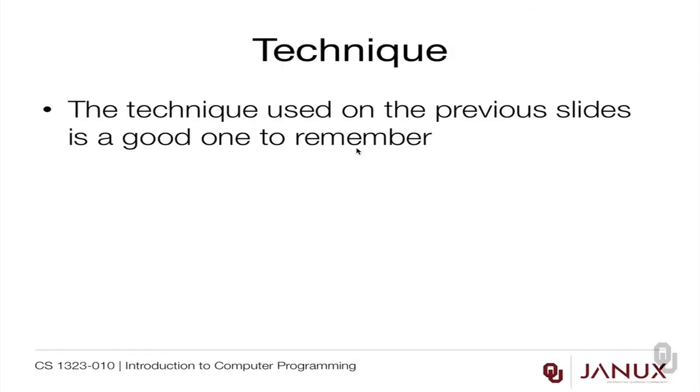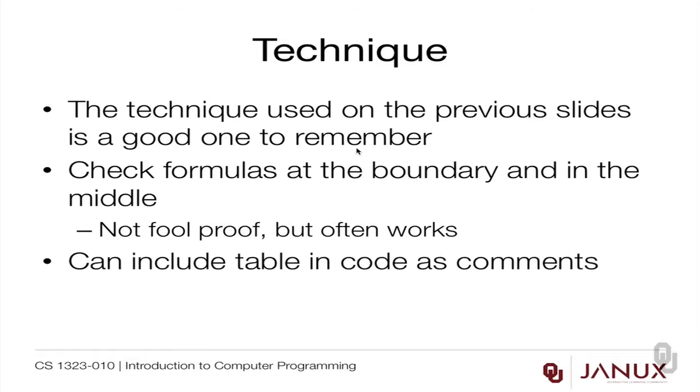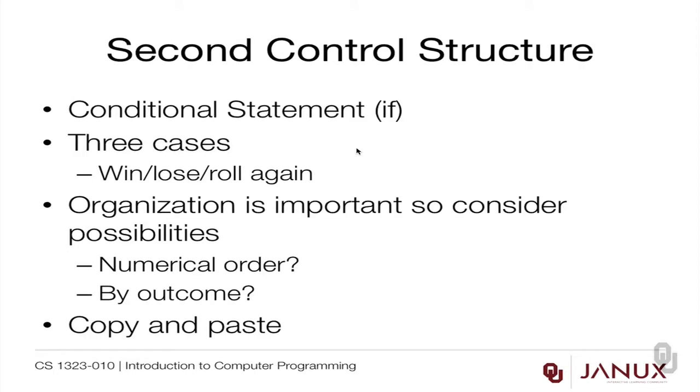So let's talk a little bit about the technique that I used to create that code. It's a really good technique to remember. It can save you so many hours of debugging and randomly trying things. What I did was I checked the formulas at the boundary and in the middle. Now this is not foolproof. Things can still go wrong with formulas, but this works a tremendous number of times and is really helpful. You can include the table in the code as comments, as I mentioned, although I haven't done that.